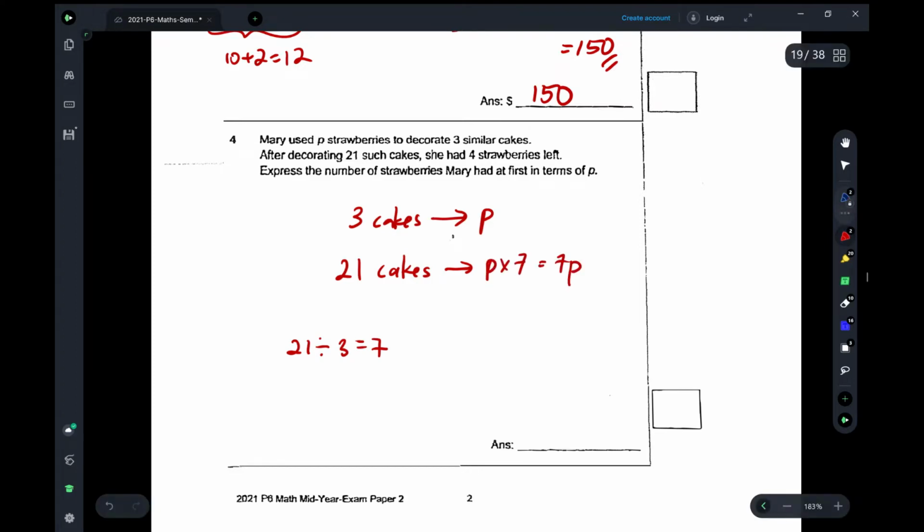Or you can think in terms of, how do I make 3 into 21? I multiply by 7, so I do the same for this side, multiply by 7. So I need 7P strawberries for 21 cakes.